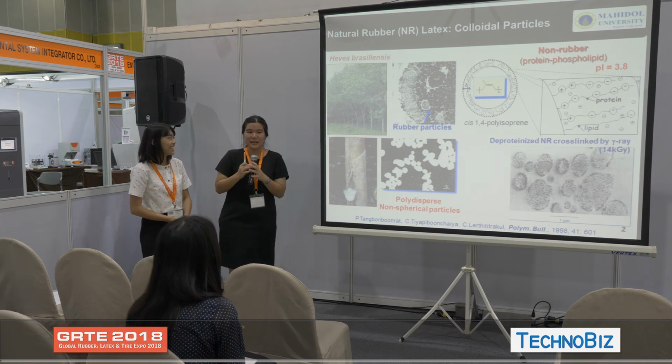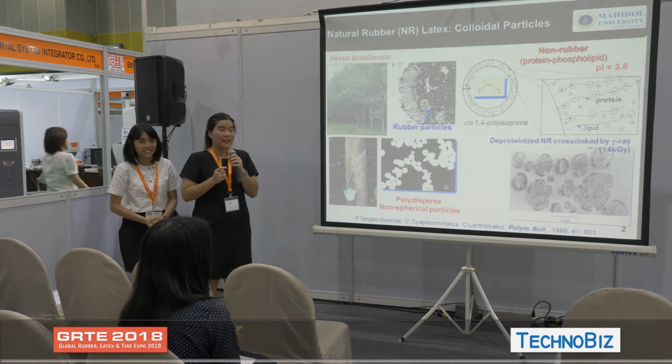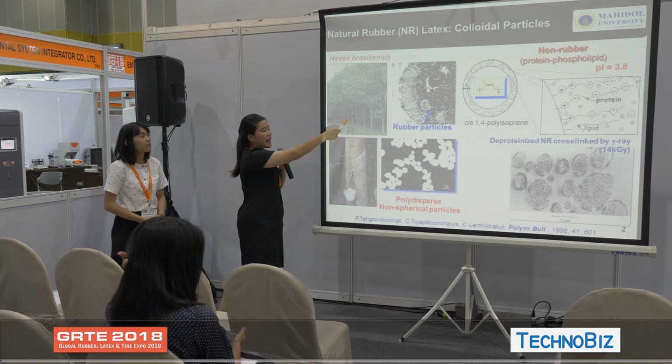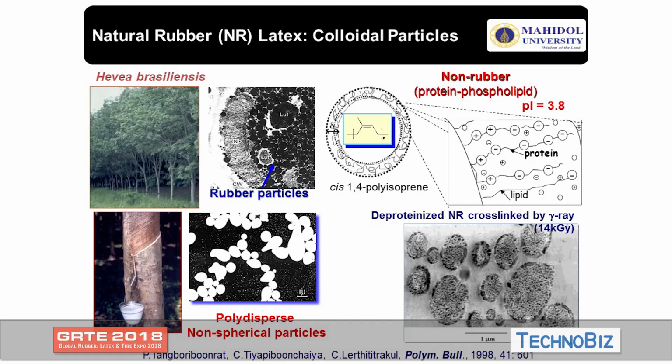As you may know, natural rubber or NR latex can be obtained from tapping the Hevea brasiliensis tree here, and then the latex will flow like milk into the bowl here. NR latex is a heterogeneous system which contains rubber particles, which are cis-1,4-polyisoprene. They are suspended in an aqueous medium. The black spots here are the rubber particles. They are in the cytoplasm, because this is the nucleus.